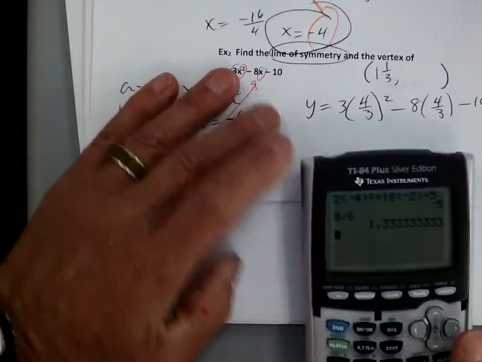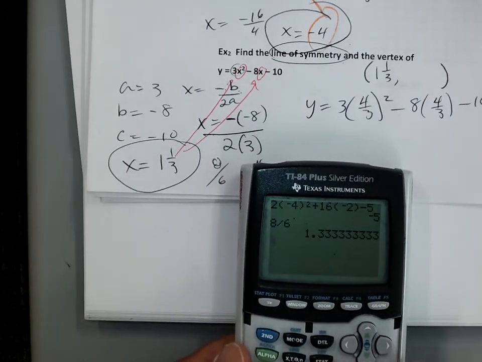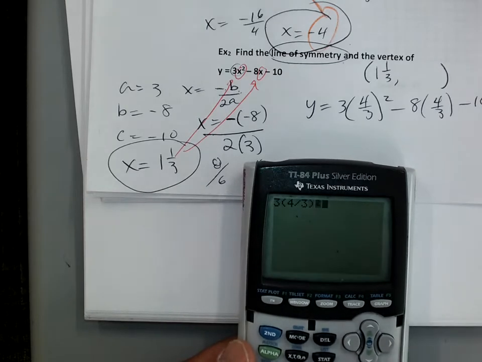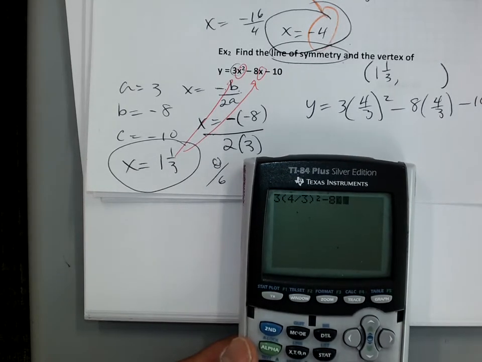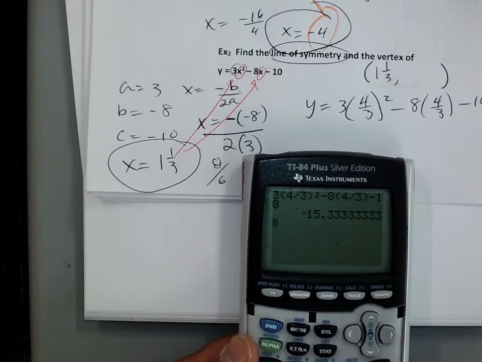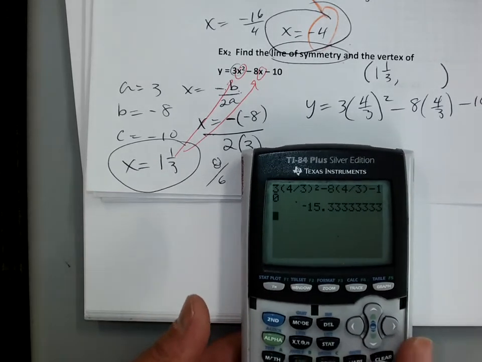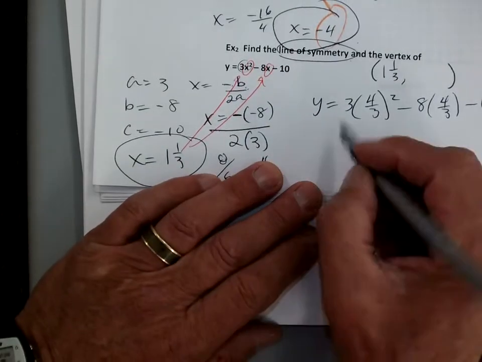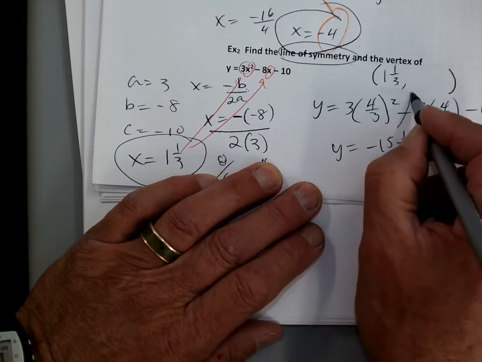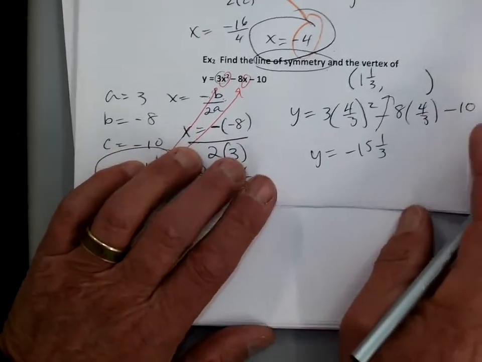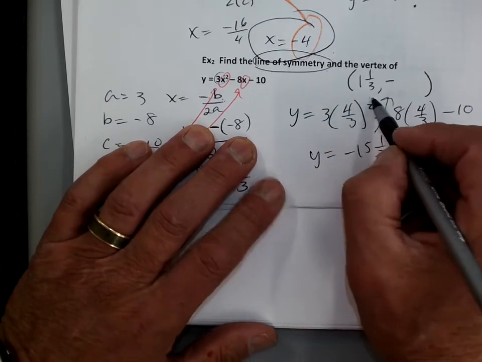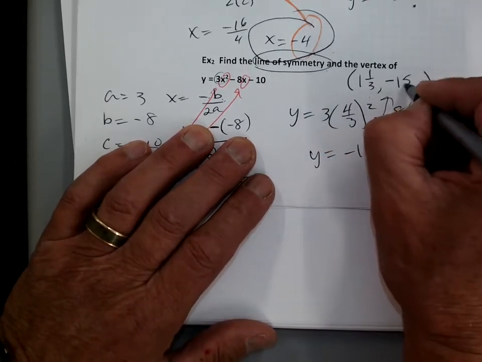So I'm just going to type this in. Watch me put it in my calculator. You can see it if you want. I'm going to go 3, and I'm going to go 4 divided by 3 squared, right? Minus 8 times 4 divided by 3, right? And then subtract 10. And I get an answer of negative 15.333, which is negative 15 1/3. Negative 15 1/3, which is the y value of my vertex. So my vertex is 1 1/3 and negative 15 1/3.